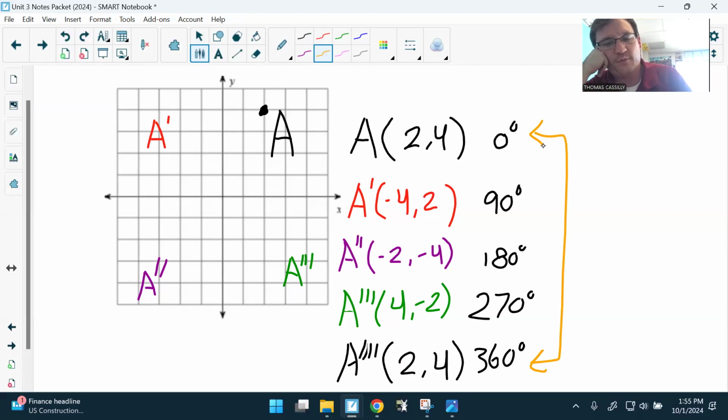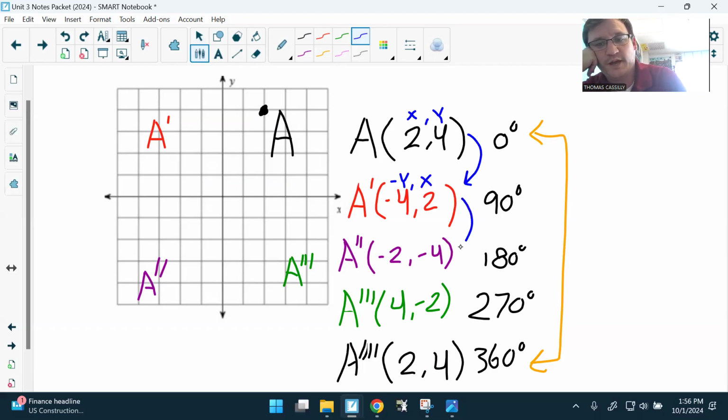Maybe you notice a pattern here. Originally we were at 2, 4, then we're at -4, 2, then we're at -2, -4, then we're at 4, -2. Basically, to go from one to the other, we are flipping the order. So this one is X, Y. We're just going to switch the order around. This one is -Y, X. So you switch the order, and you make the one in the very front negative.